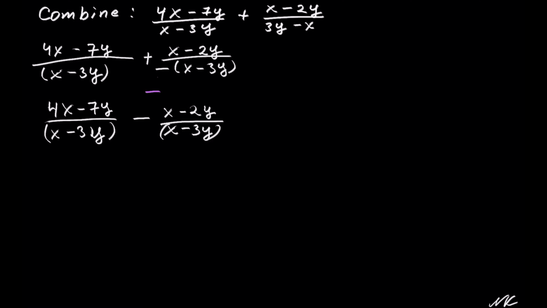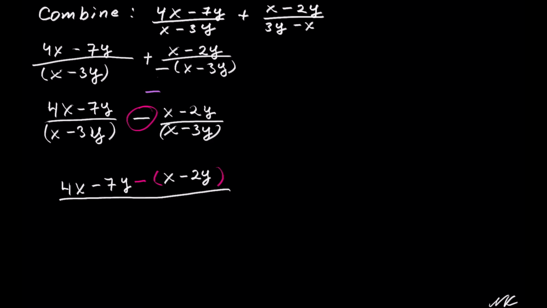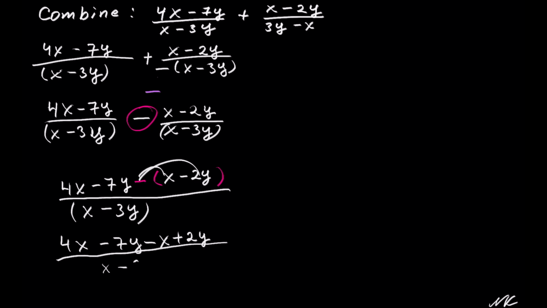Now that we have common denominators and the signs are reduced, we can combine numerators and we will get 4x minus 7y minus, we put the second numerator in parentheses because we are doing subtraction, and we have (x minus 2y) inside of the parentheses out of the common denominator of x minus 3y. This becomes 4x minus 7y. Let's distribute this negative. Positive x times negative, we have minus x. Minus 2y times a negative gives us plus 2y. And this is out of x minus 3y.